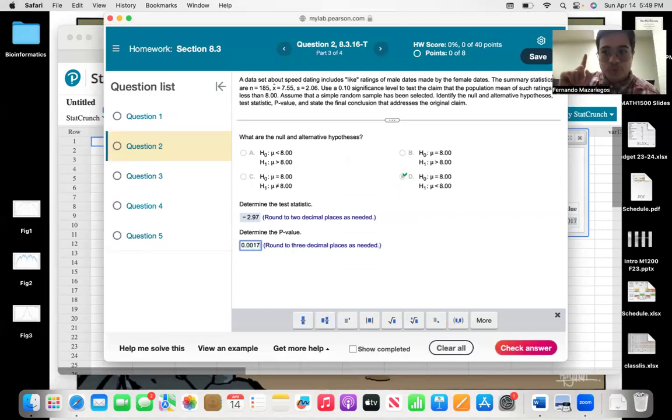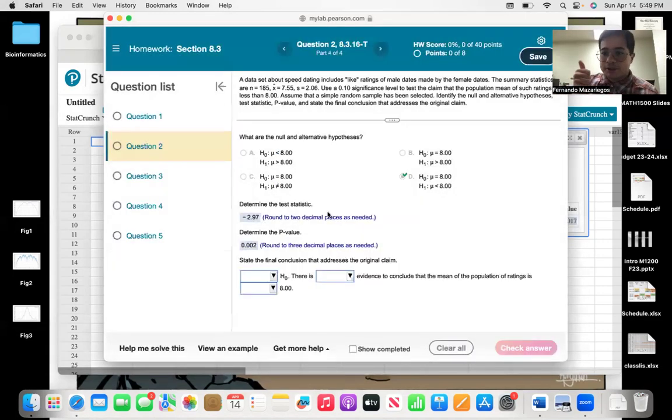0.0017. We are told we want to round to 3 decimal places, so this becomes 0.002. And then we want to compare this value to alpha. If this p-value is less than alpha, we reject the null hypothesis. In this case, 0.002 is less than 0.10. So we reject the null hypothesis.